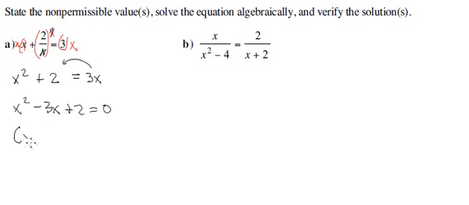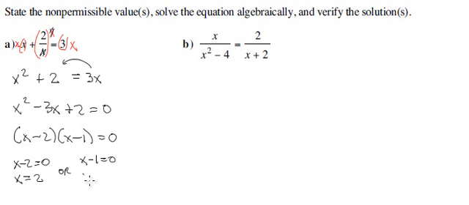It's not a terribly bad quadratic, it factors without a lot of trouble. And that produces two solutions. Either x minus 2 equals 0, which means x is positive 2, or x minus 1 equals 0, which means x is positive 1. Those are the two algebraic solutions. Are they both valid?